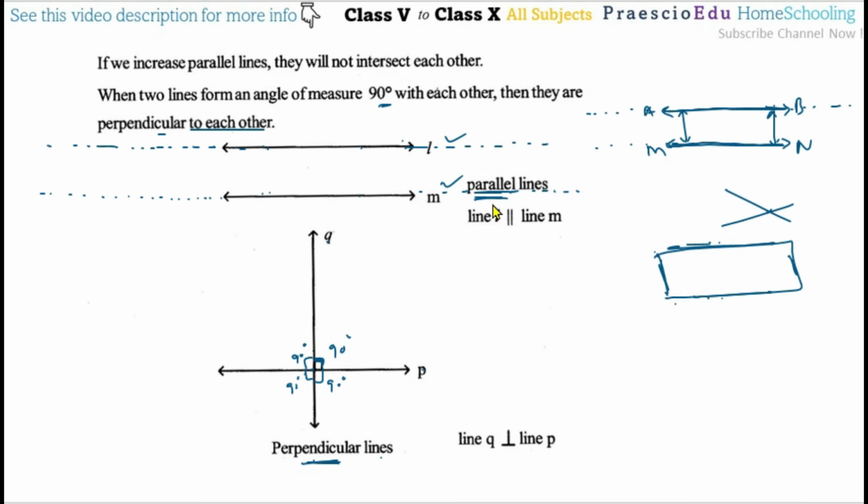Now how are perpendicular and parallel lines denoted? This is the symbol of parallel, two vertical lines. And this inverted T is the symbol of perpendicular, meaning one line is perpendicular to another line. So this is the notation of perpendicular and this is the notation of parallel lines. These are the only two definitions in this topic, which is very easy, and we always remember perpendicular line and parallel line.